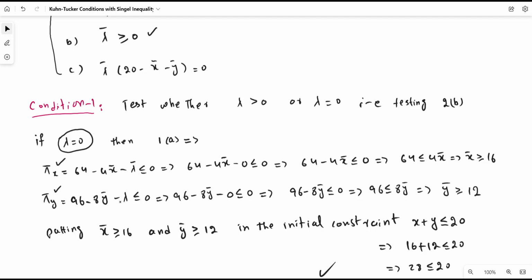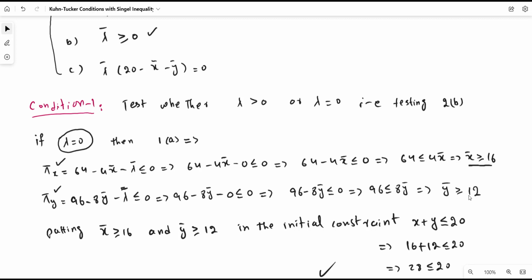Similarly, if you put lambda equal to 0, lambda bar is equal to 0 over here. So again, you should put lambda bar equal to 0, right? And you will get the value of y bar, which is at least equal to 0. So we got two critical values, that is x bar and y bar, right?